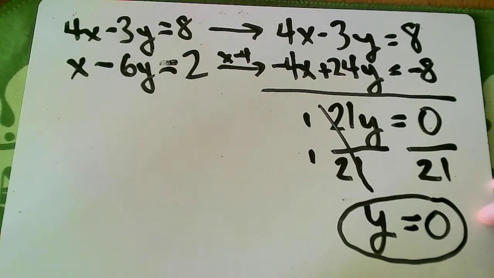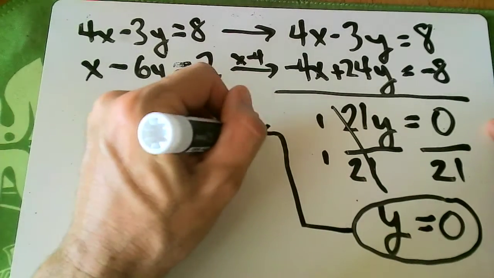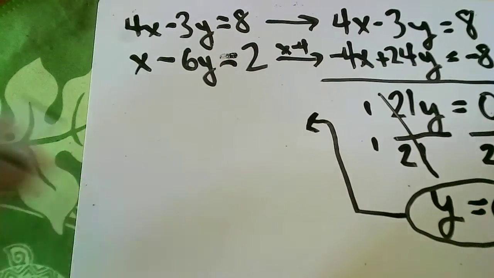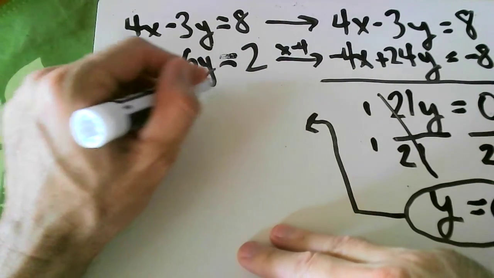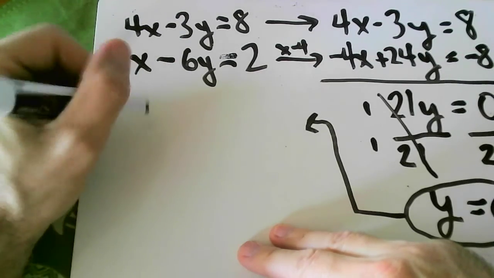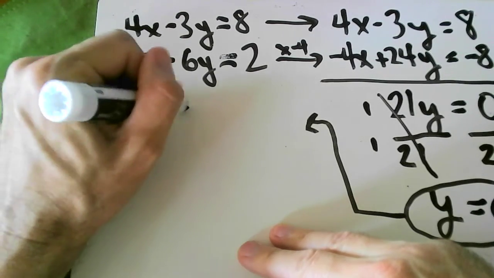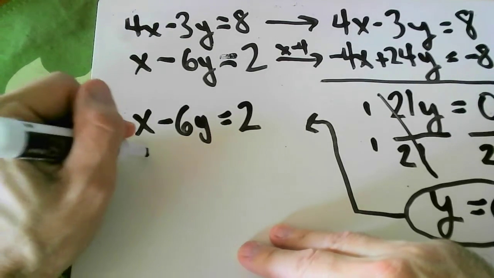But I still need the x part, right? I still need the x part to solve this. So what I'm going to do is take this and put it back in one of the two equations. You choose. Pick one that's easiest. Notice this bottom. If I cancel this, I'm just left with x. That's probably the one to choose. So I'm going to say x minus 6y equals 2. I'm going to plug in y equals 0.